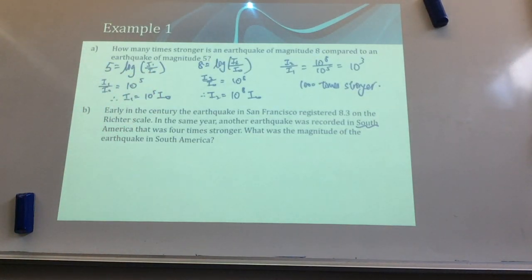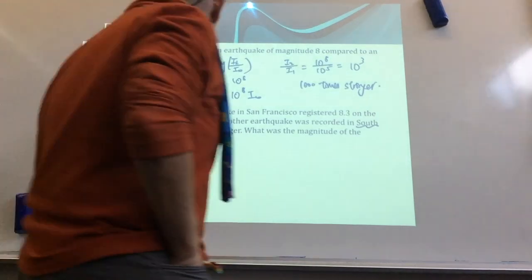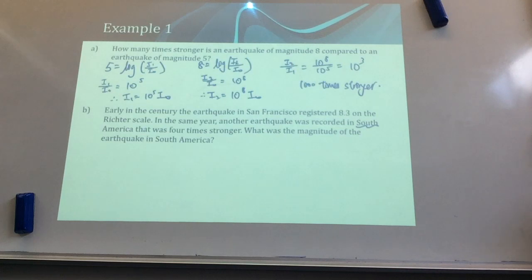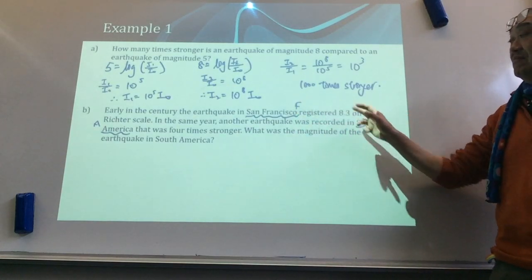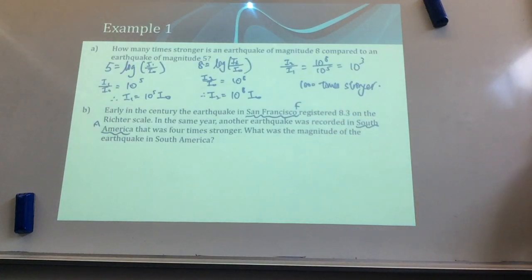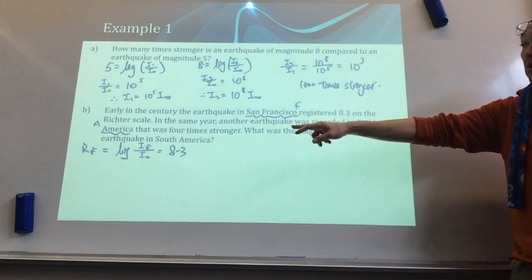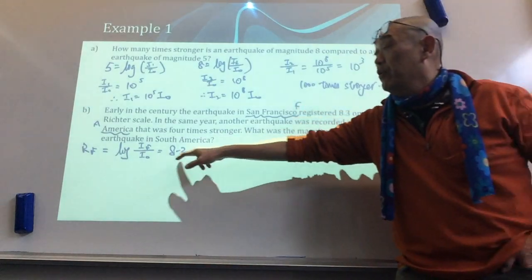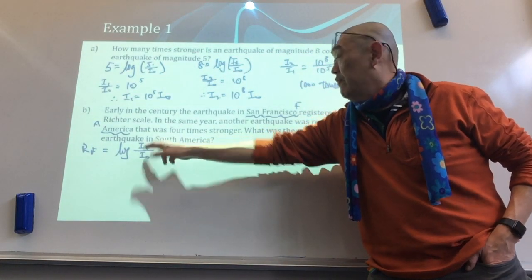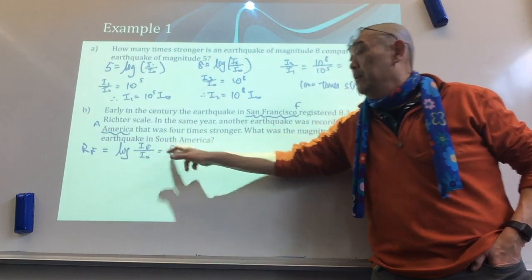So the next one, early in the century, the earthquake in San Francisco registered 8.3 on the Richter scale. In the same year, another earthquake was recorded in South America. That was 4 times stronger. What was the magnitude of the earthquake in South America? So what I've done is I have just called that F and called that A. Just highlight so that I know what I'm doing. So what I do is work out the Richter scale. We know that the Richter scale for F is 8.3. So log of IF, intensity of San Francisco, over I0 is 8.3.